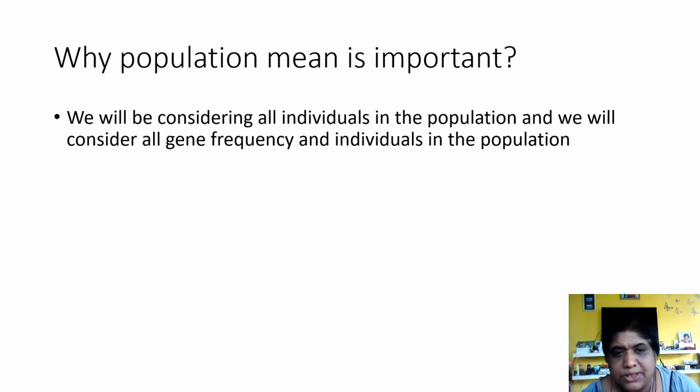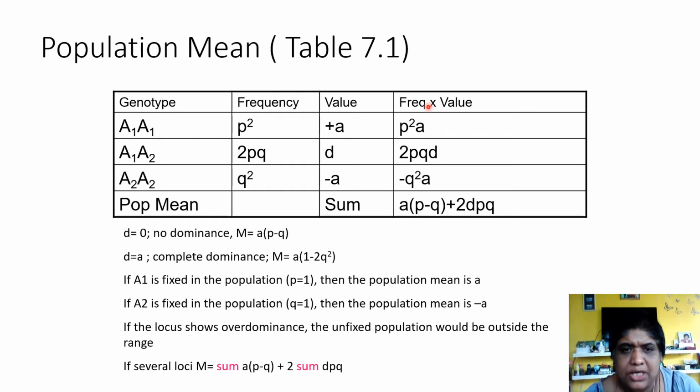Why is population mean important? Because we'll be considering all individuals in the population, and all gene frequencies in individuals in the population. When you look at the table, if the population has genotypes A1A1, A1A2, and A2A2, we denote the frequencies as p squared, 2pq, and q squared. As I was saying, you now put in the values of plus A, D, and minus A.